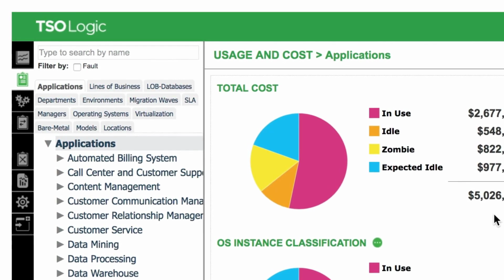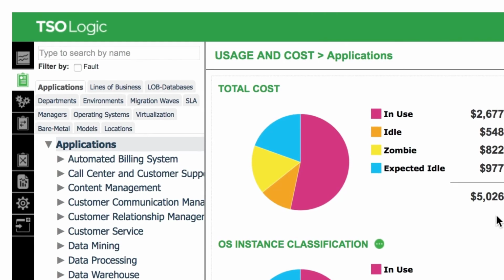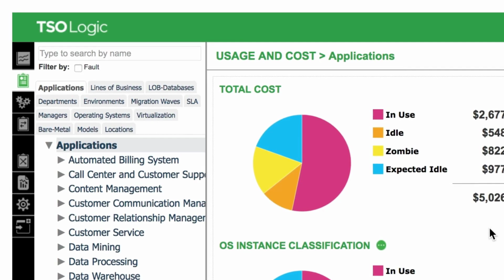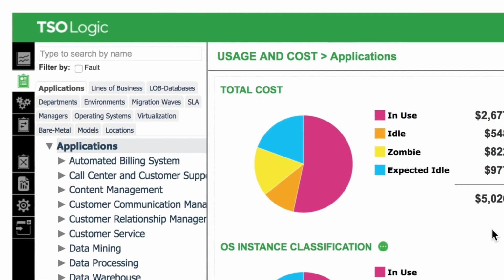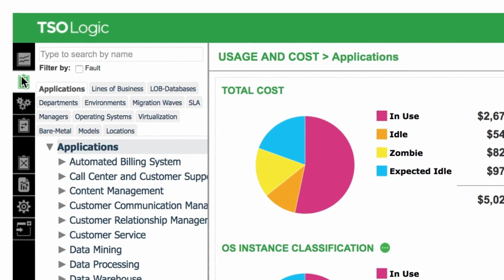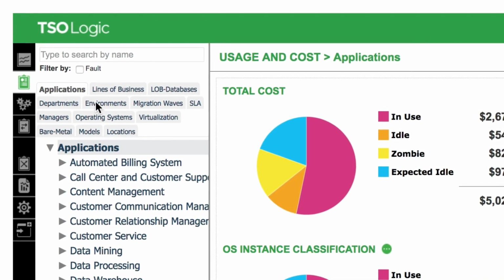You can see an example of all the different types of pivots we gather and can create over on the left-hand side of the screen here. Applications, environments, lines of business, managers for accountability purposes, operating systems, anything that can be helpful to slice this data in different ways when trying to analyze the environment.